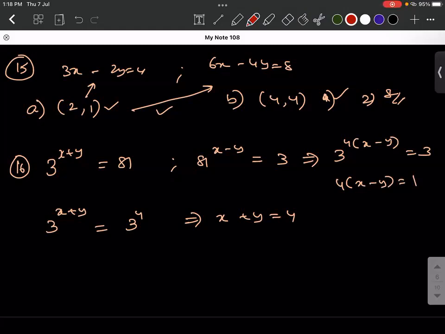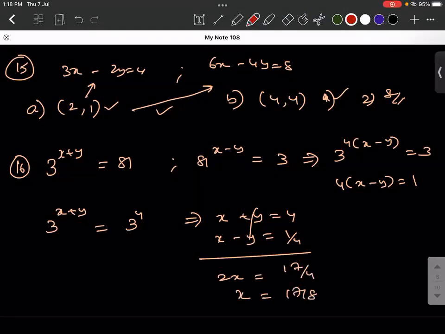Now you can solve it. So x plus y is 4, x minus y is 1 by 4. Add them, 2x is equal to 4 plus 1 by 4, 17 by 4. So x is equal to 17 by 8. Is there an option? So 17 by 8, when you write it in the mixed fraction format, you get 2 times 1 by 8. That is x. So option C. Is there any doubt?